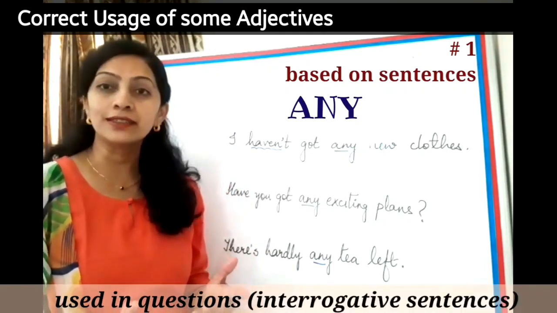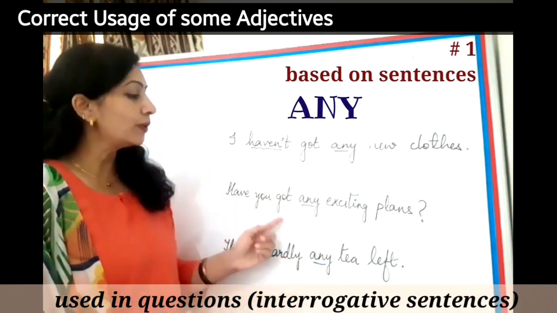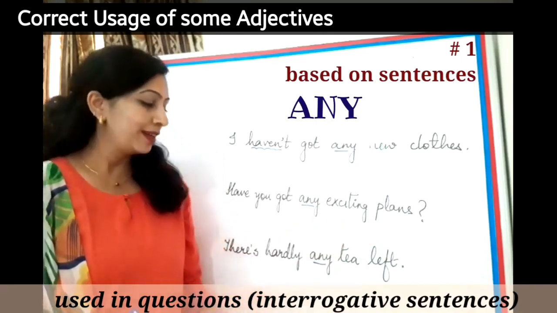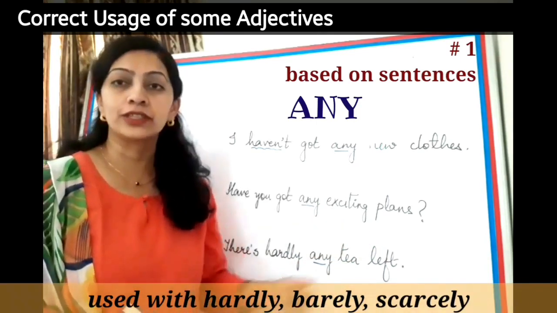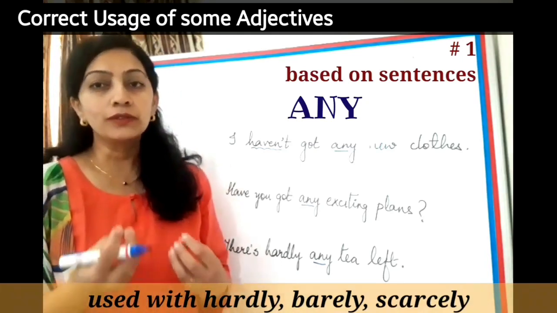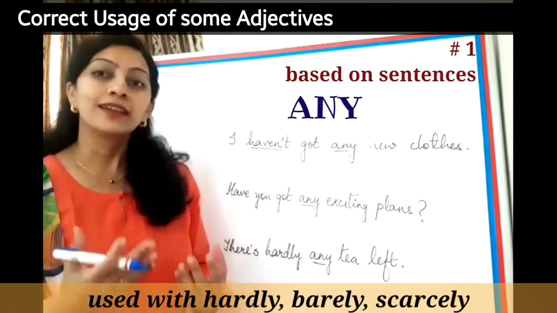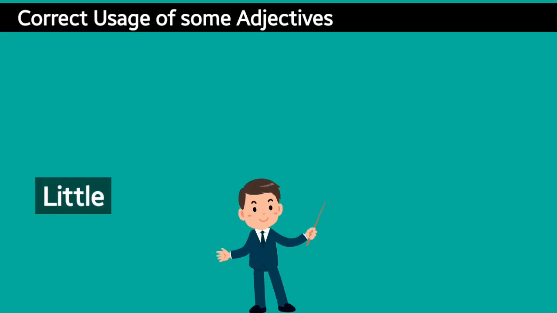Any is also used in interrogative sentences. What are interrogative sentences? Question sentences, correct. So, have you got any exciting plans? That's an example. Come to the third sentence: there's hardly any tea left. Now, words like hardly, scarcely, which denote very, very less quantity in negative terms, any will always be used with such words.